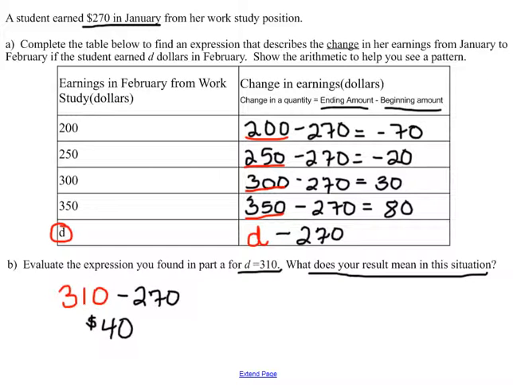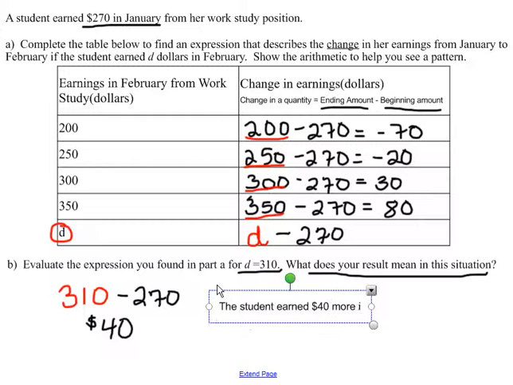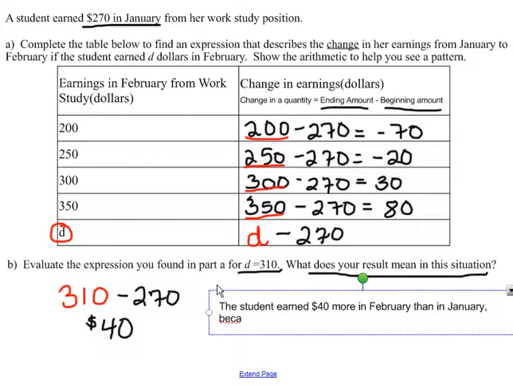So we could put that together in a little sentence here. The student earned $40 more in February than in January. And we could say because her earnings changed by $40. And that finishes up all the parts that question is asking for us.